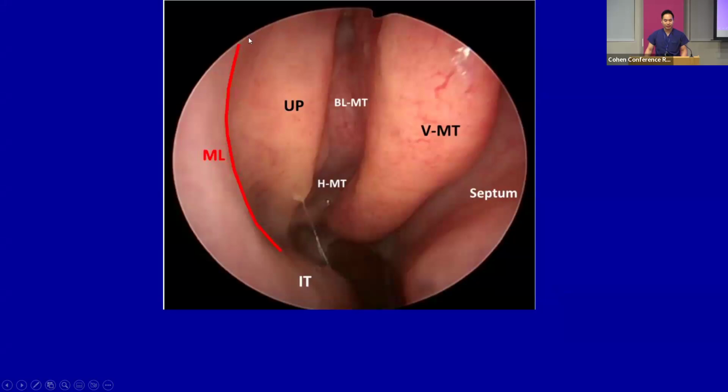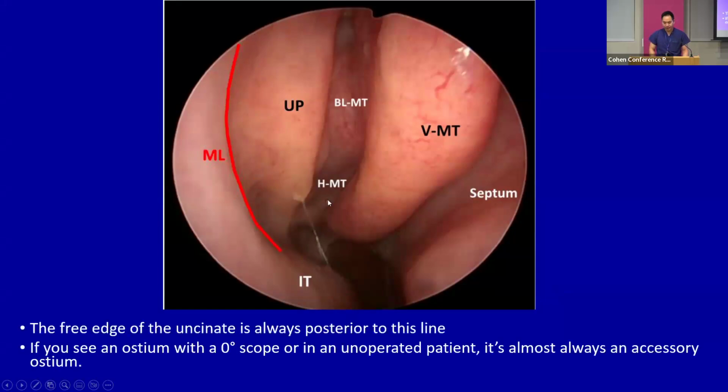And the importance of this M line is I see a lot of residents try to take this down into the uncinate process, and right behind the M line is your nasolacrimal system. So I always double check, are you removing the right structure? And sometimes residents like to go for that because that's the first thing they see. And an interesting tidbit at the bottom: if you see a maxillary ostium with a 0-degree scope, it's probably an accessory ostium because the true ostium is usually hidden behind the uncinate process. So if you do see one, it's probably an accessory.